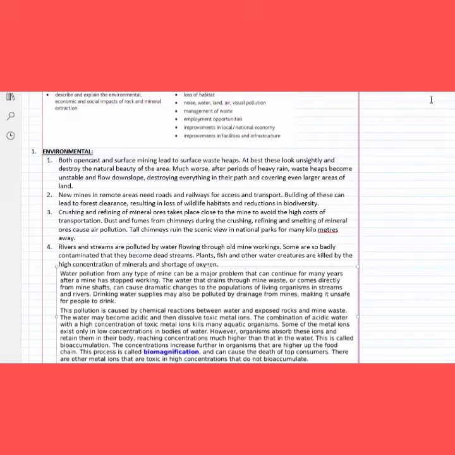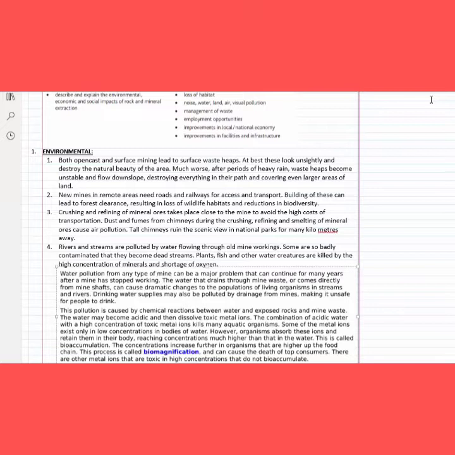And then you have the second problem that in periods of heavy rain, those waste heaps are going to become unstable and they're going to destroy everything in their path when they flow down slope, right? And then also when you are making new mines in remote areas, that's going to lead to forest clearance, like I talked about the Amazon rainforest. And whenever you're talking about deforestation, you have this simple idea that it's going to result in loss of habitats, and thereby it's going to result in reductions in biodiversity as well.